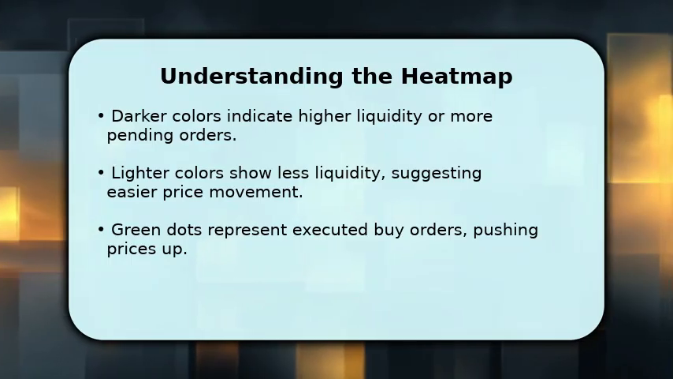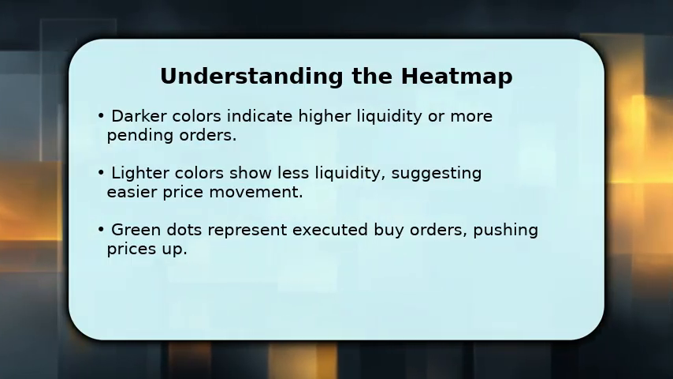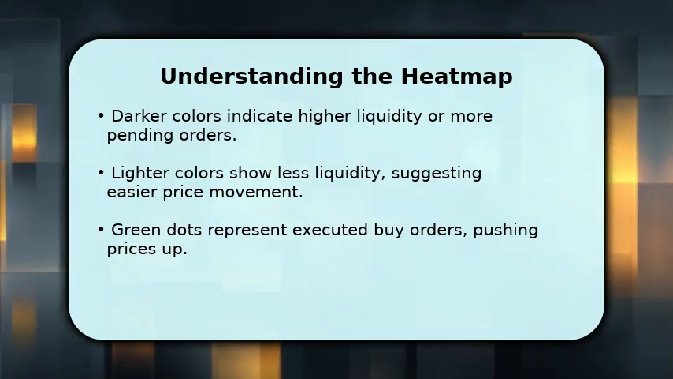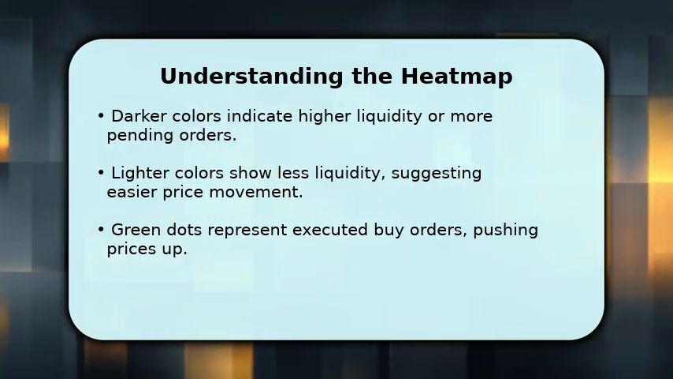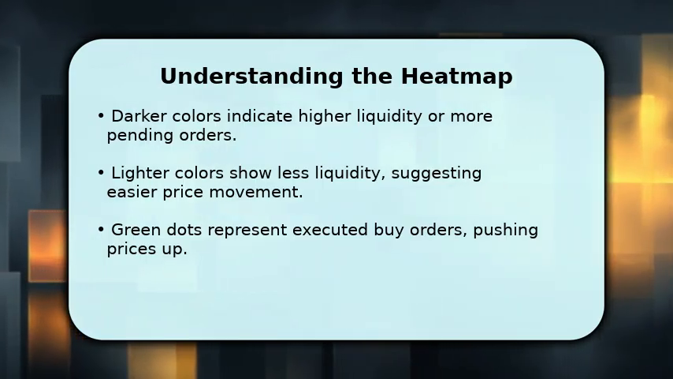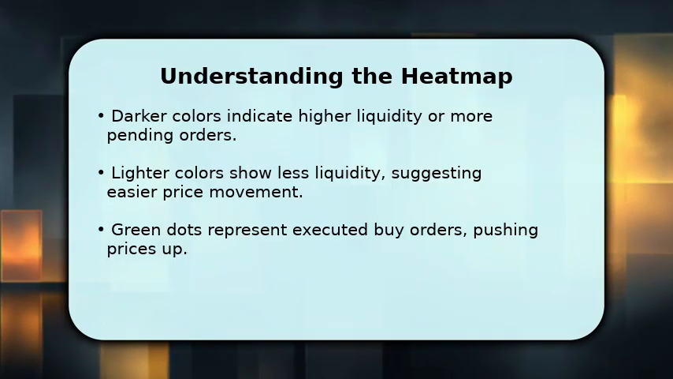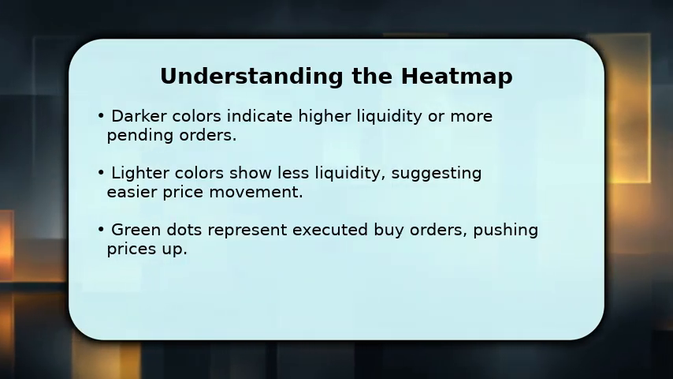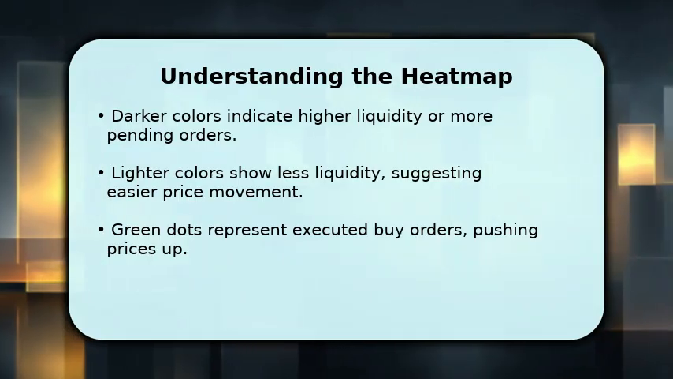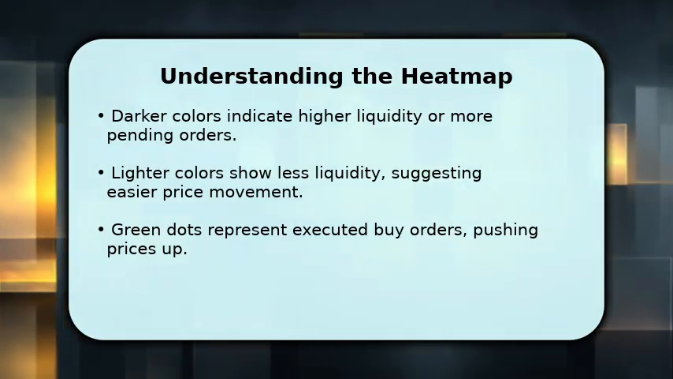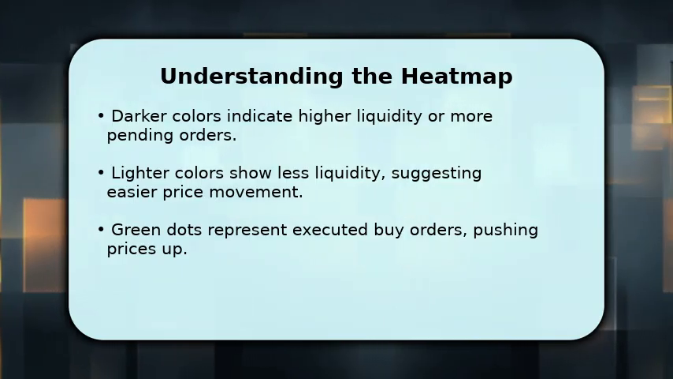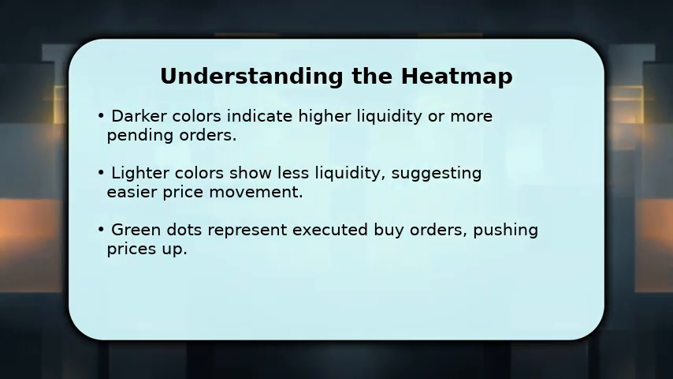The core of Bookmap is its heat map, which visually represents the order book. Darker shades on the heat map indicate areas of high liquidity, where many orders are waiting to be filled. Conversely, lighter shades suggest less liquidity, meaning price can move through these levels more easily. You'll also see green and red dots appearing on the chart. Green dots are executed buy orders, while red dots are executed sell orders, showing you the immediate market action.